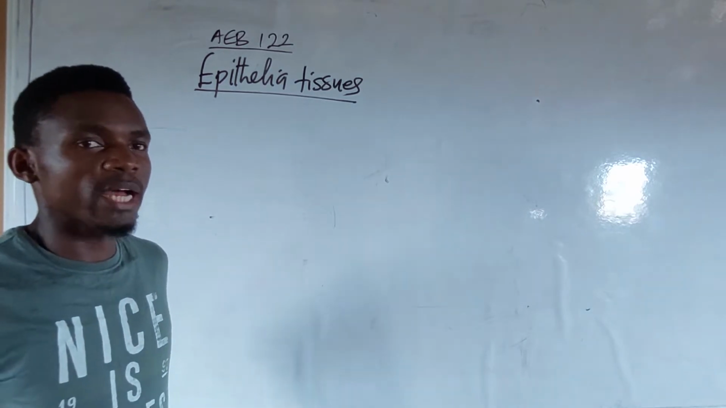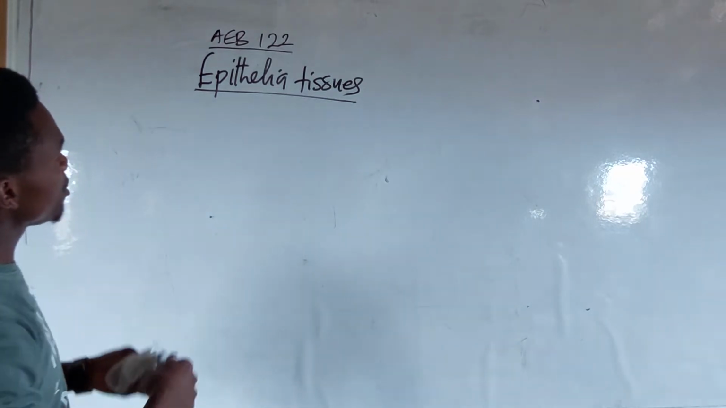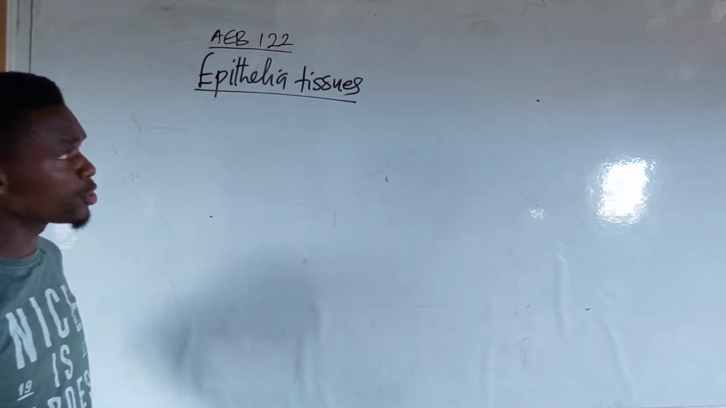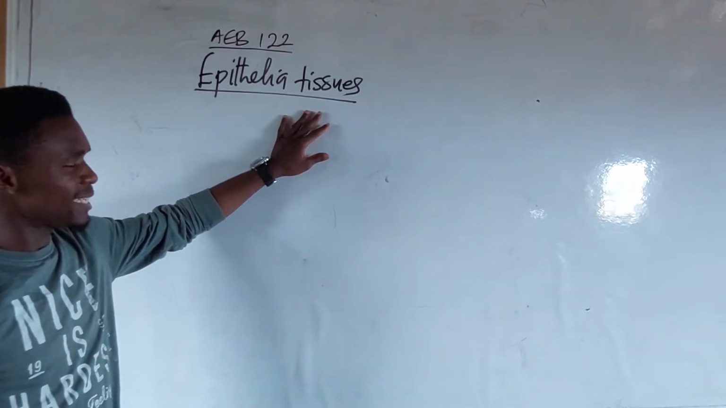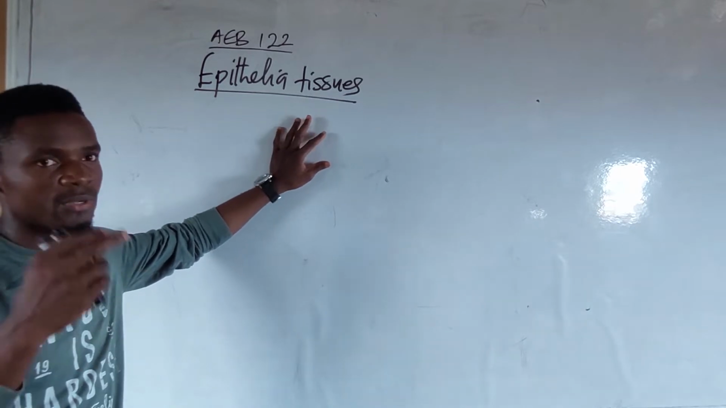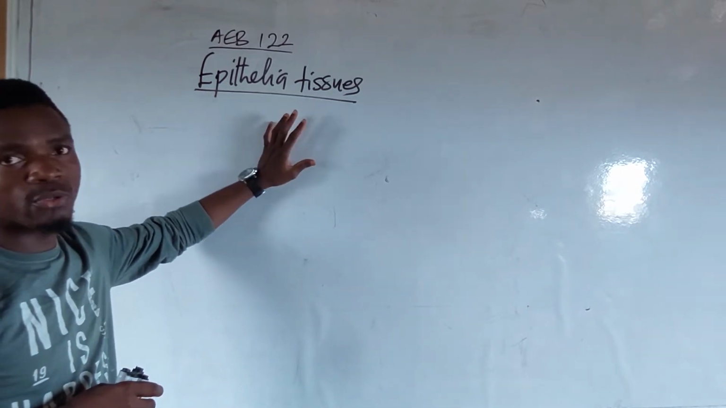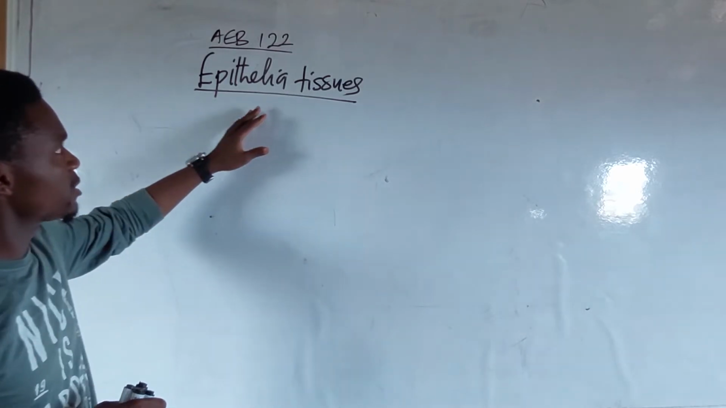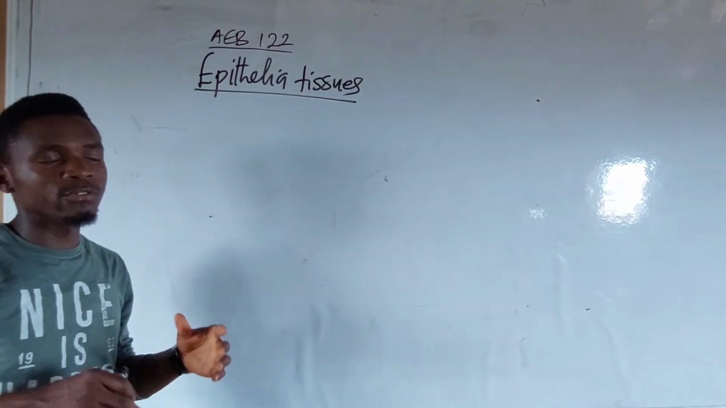In today's video, I shall be taking us a topic called epithelial tissues in AEB 122, that is Functional Zoology. Now, epithelial tissue is derived from the three types of layers, that is the ectoderm, the mesoderm, and the endoderm. This epithelial tissue does a lot of functions in the human body.